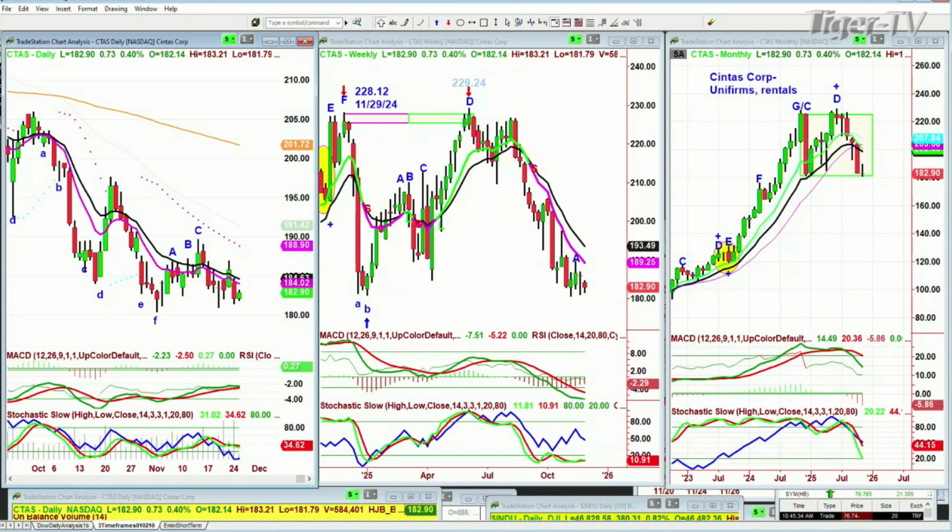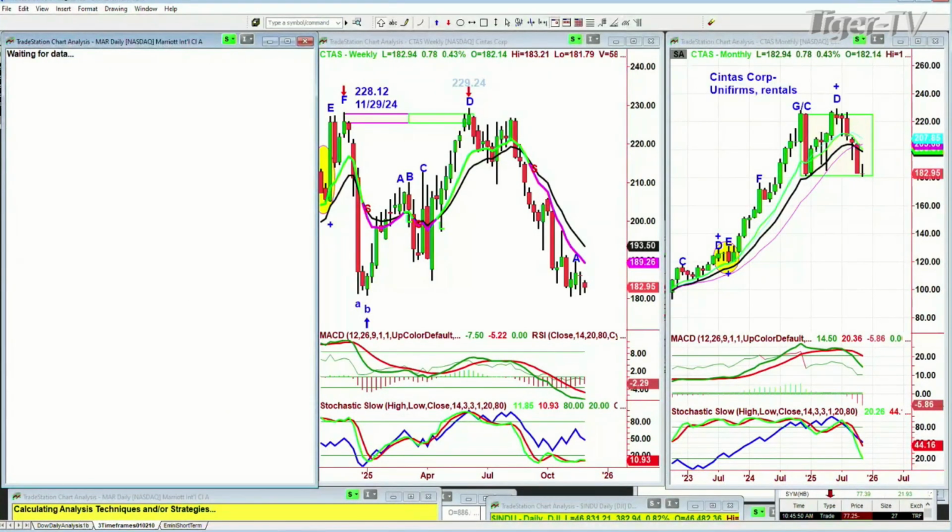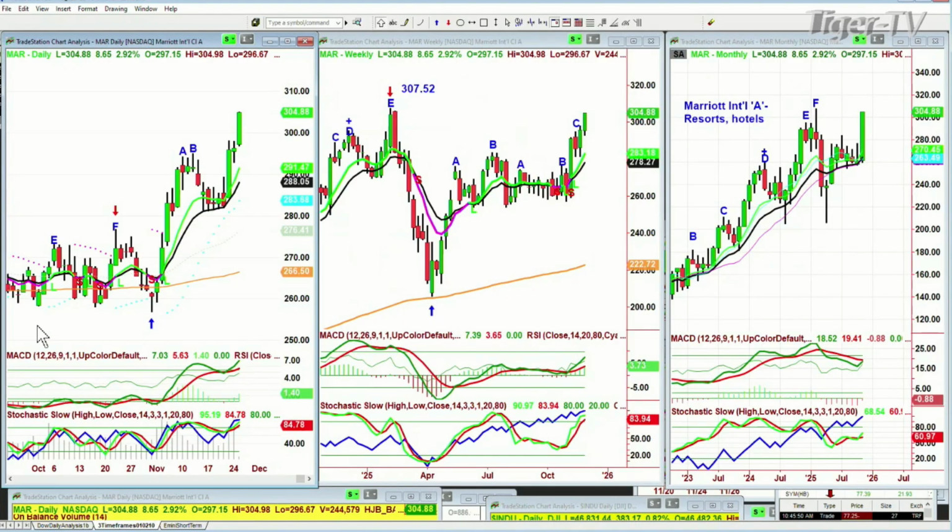So look at this. This is Cintas. So there's different parts of the economy. And Cintas, uniforms, rentals, still not acting well. There's the dreaded H, but it's holding okay. To me, this is very important, but it is a part. Let's put this together with, say, Marriott. Marriott is trading almost at an all-time high.